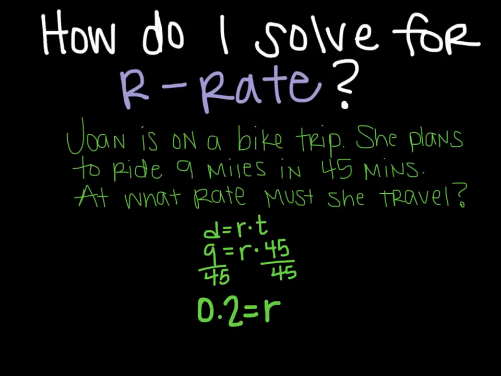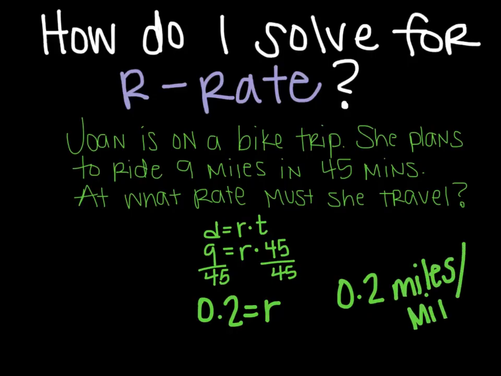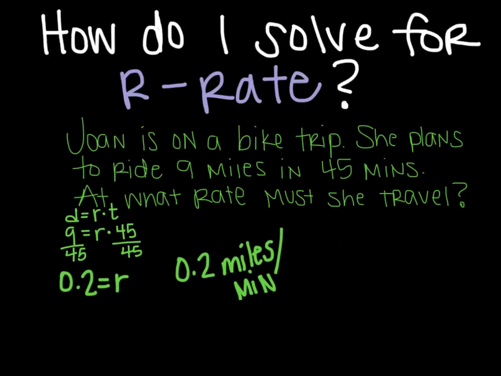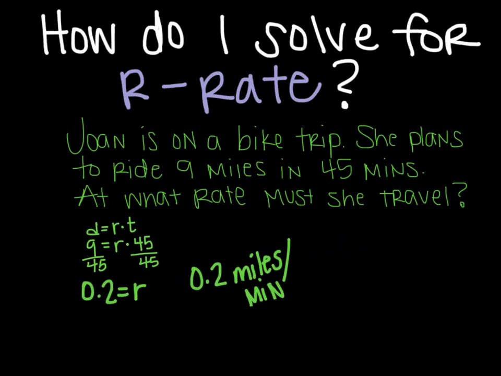Now we're talking about rate, and rate needs two labels. So I'm going to look at the labels that we were talking about here. So it's going to be 0.2 miles per minute, because that was our label. If we wanted to convert this to miles per hour, which is usually how we see things, we would have to change it from 1 minute to 60 minutes, which is 1 hour.